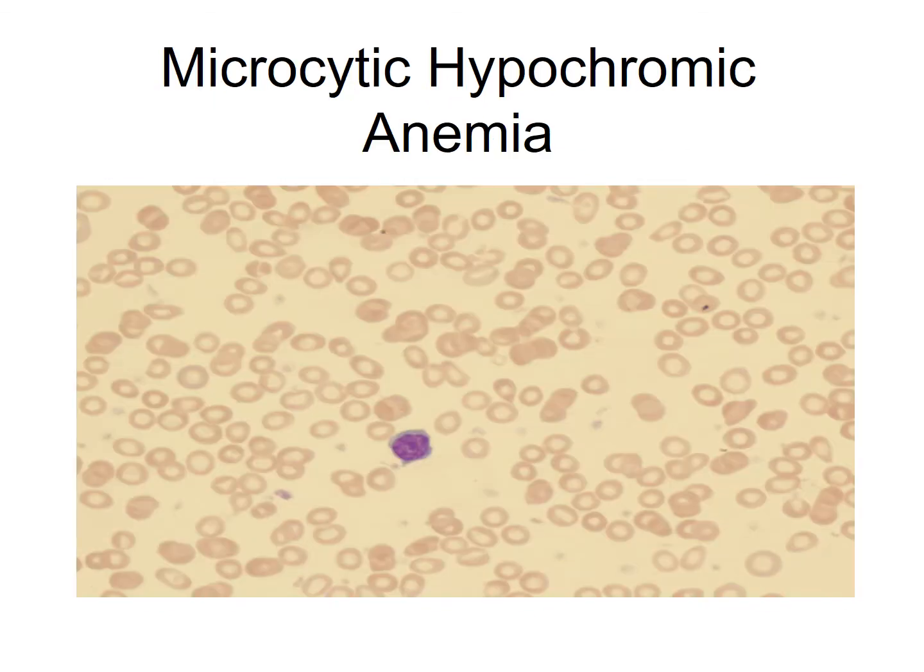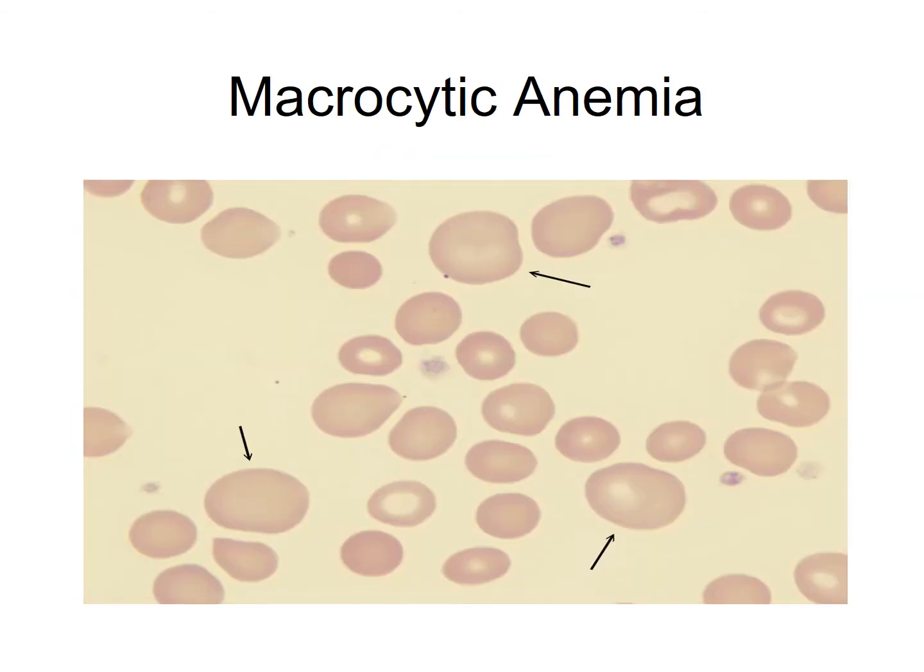However, this case is a case of microcytic hypochromic anemia, showing a wide central pallor and a small cell size. But in macrocytic anemia, the cell size is large, like in patients with megaloblastic anemia, folic acid deficiency, vitamin B12 deficiency.